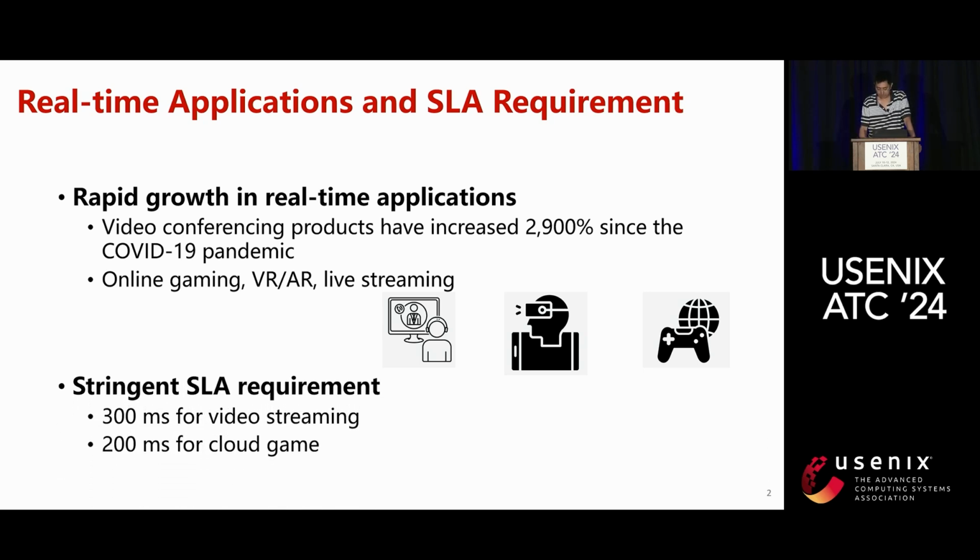However, driven by the continuous improvement in interactivity and video quality, the emerging applications impose much more stringent requirements on network performance, such as latency, throughput, or packet loss. Empirical studies show that latency over 300 milliseconds becomes unacceptable for video streaming. And actually, cloud gaming, VR, and AR have even more stringent requirements.